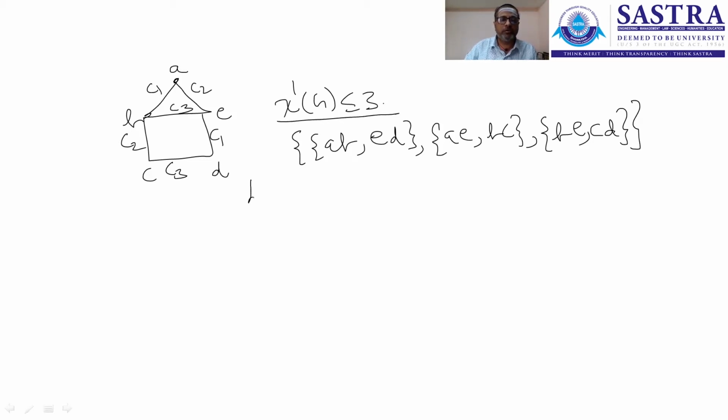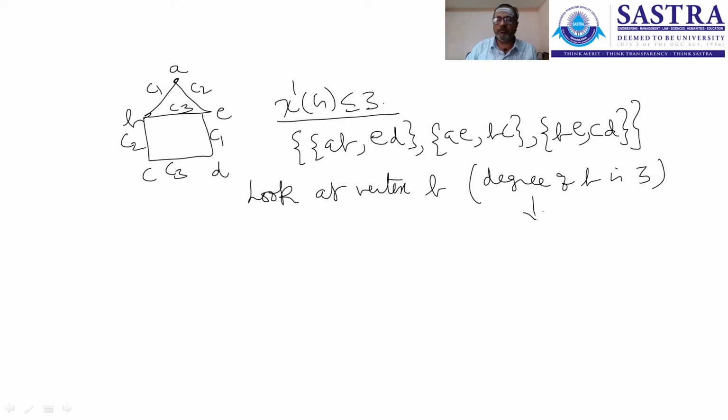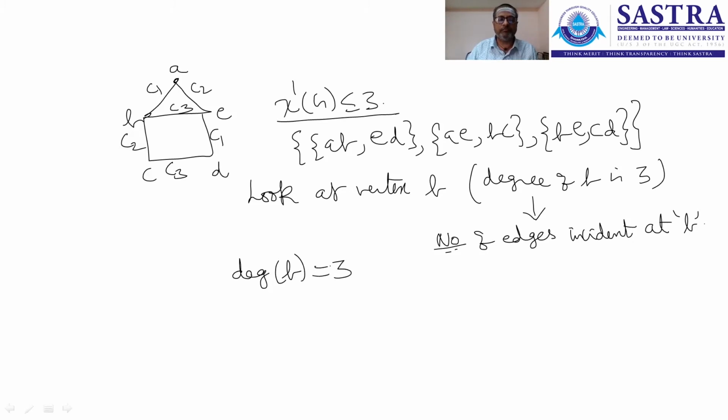Now you look at vertex B. The degree of B is 3. You know what is meant by degree: the number of edges incident at B. It is represented like this: degree of B is equal to 3.